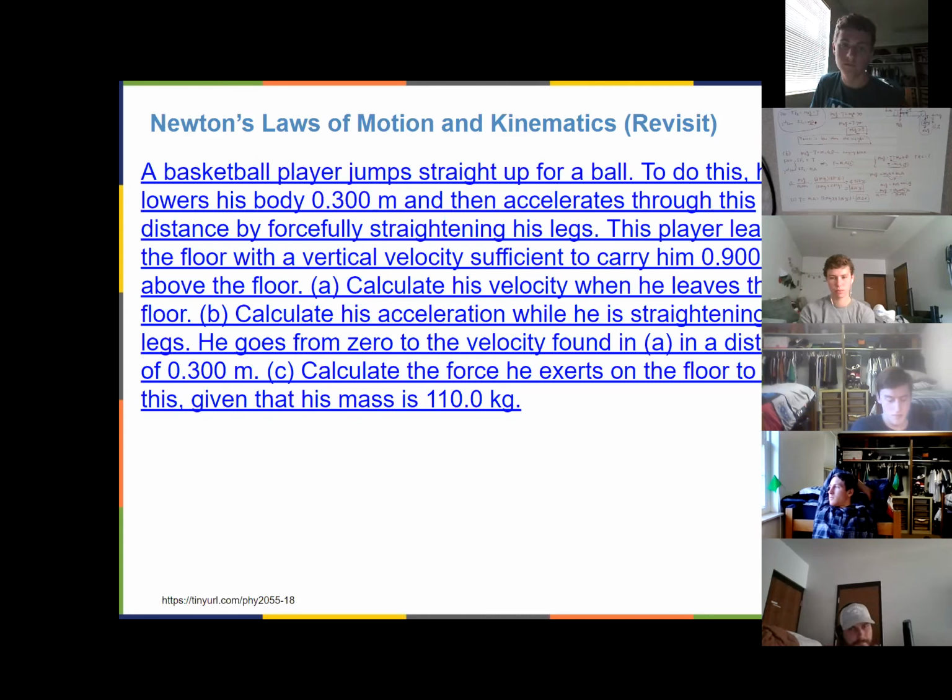Okay. C is asking you to calculate the force he exerts on the floor to do this, given that his mass is 110.0 kilograms.